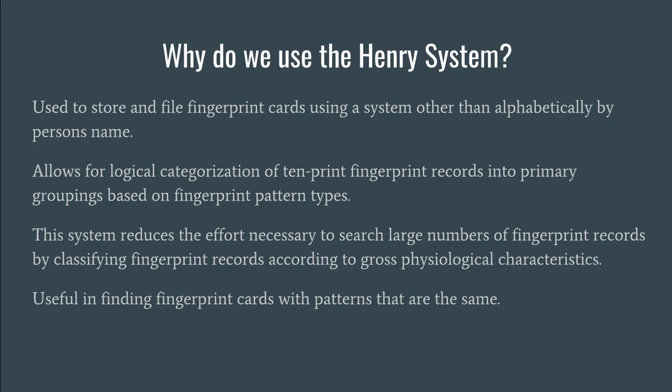So what is the Henry system? The system is a way to take fingerprint cards and to classify them so that we can store them in a means other than just alphabetically by the person's last name. It does this by allowing us to logically categorize 10 print cards, by grouping them based on the pattern types that are present on the card. So then what this system allows us to do is to more effortlessly search through large numbers of fingerprint records in order to find fingerprints that are a closer match to the gross physiological characteristics of the ones you might have to compare them to. This makes it useful then in finding fingerprint cards with patterns that are the same.